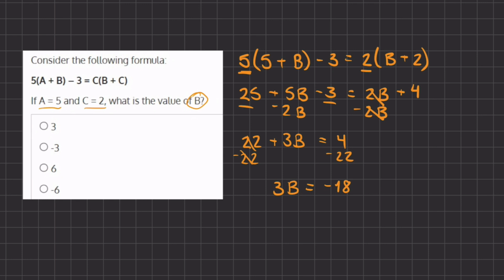All right, so now let's subtract 22 on both sides, and we are left with 3b equals negative 18. So now let's divide 3 on both sides. And now we are isolating our b, and we have negative 18 divided by 3, which gives us a negative 6. And the value of b will give us negative 6. So d will be our final answer.